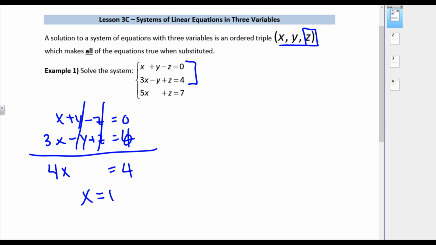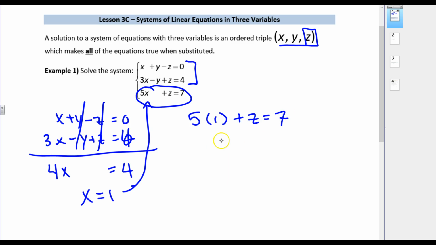And now that I know that x equals 1, if I look at this equation right here, I've got 5x plus z equals 7. I can plug in x equals 1 and do 5 times 1 plus z equals 7, or 5 plus z equals 7, so z must equal 2. And now I've got an x and a z. All I'm missing is y.